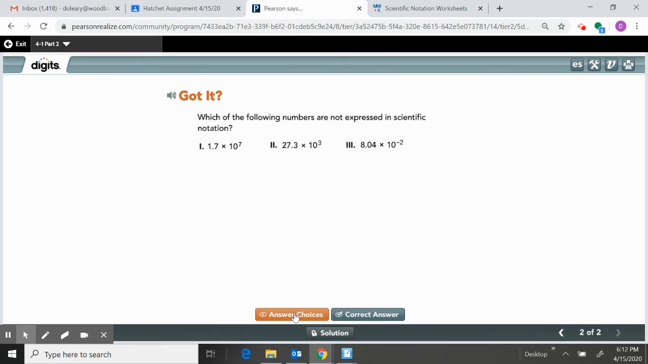I would like you to work through this. You're allowed to look at the answer choices. Which of the following numbers are not expressed in scientific notation? So take the rules that we said there and try to figure that out. You can always click correct answer and solution. So your goal is to try Part 2 today. So please watch this screencast as much as you need and then log back on and try Part 2 yourself.